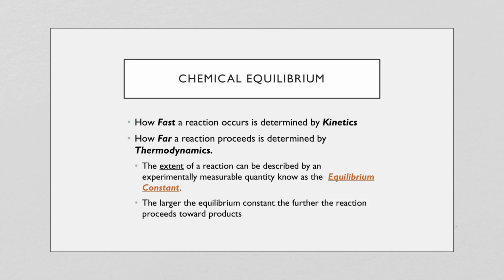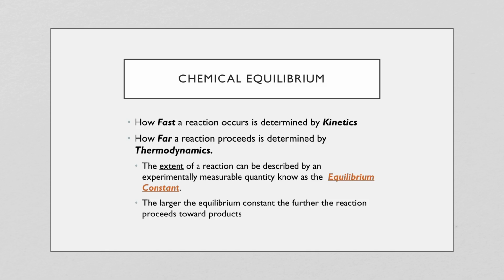Now, what do we mean by how far? Well, really we mean the extent, or how much reactants are converted into products, right? Do we convert all the reactants into products? Do we convert some of it? So the idea is we'll use language like it's a product favored reaction or a reactant favored reaction. And so we can use this concept of equilibrium to describe the extent of the reaction.